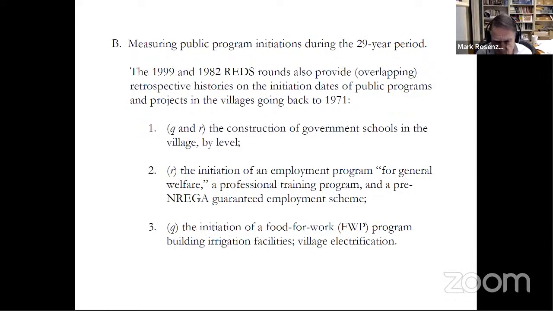So all of these things occurred before NREGA. And then third, we have the initiation of a food for work program that was aimed at building irrigation facilities. And then finally, we have village electrification. We have the date at which the villages became electrified. Okay. So we have both Q and we have R variables. We also have information on roads. When road building was initiated, we have information on the character of the roads in these villages. But the reason I'm de-emphasizing that here is for all of these particular programs, we're going to be able to say which of the two groups are benefiting.